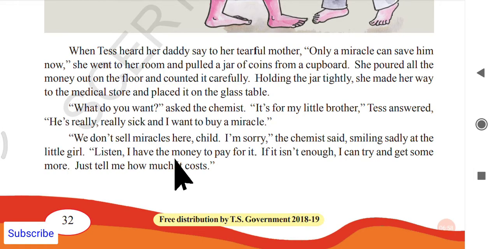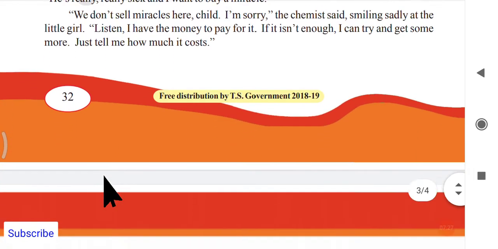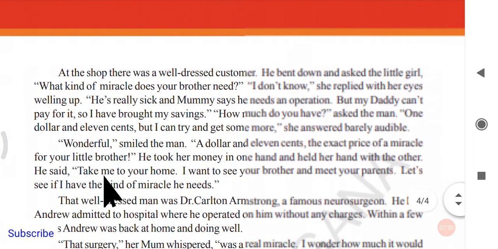So, listen, I have the money to pay for it. If it isn't enough, I can try and get some more. Just tell me how much it costs. This girl is not ready to leave the shop now. She wants to acquire that miracle. So she finally said, okay, if you don't have it, no problem, but just tell me how much it costs. If the money that I have placed on the counter is not enough, I will bring some more money. Just tell me the price of that miracle. She is very much determined to buy the miracle.